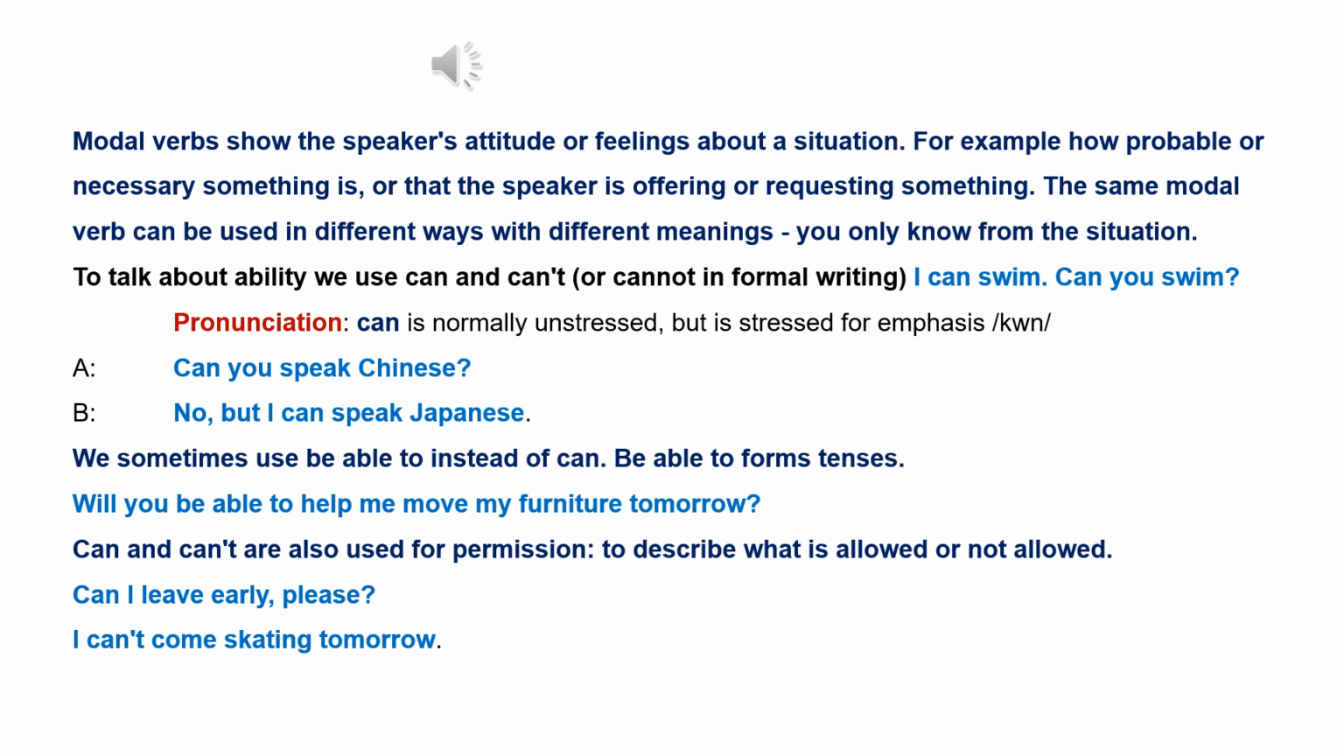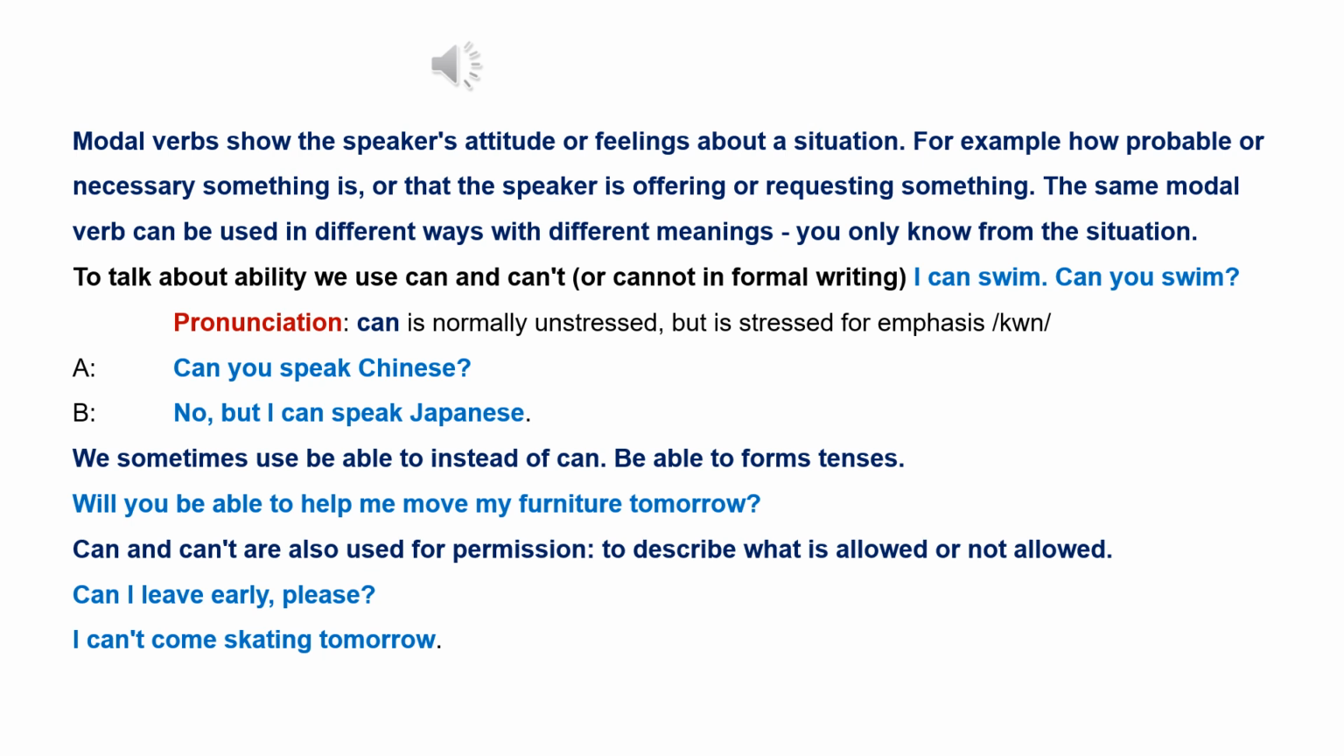Modal verbs show the speaker's attitude or feelings about a situation. For example, how probable or necessary something is, or that the speaker is offering or requesting something. The same modal verb can be used in different ways with different meanings; you only know from the situation. To talk about ability we use can and can't, or cannot in formal writing. I can swim. Can you swim?